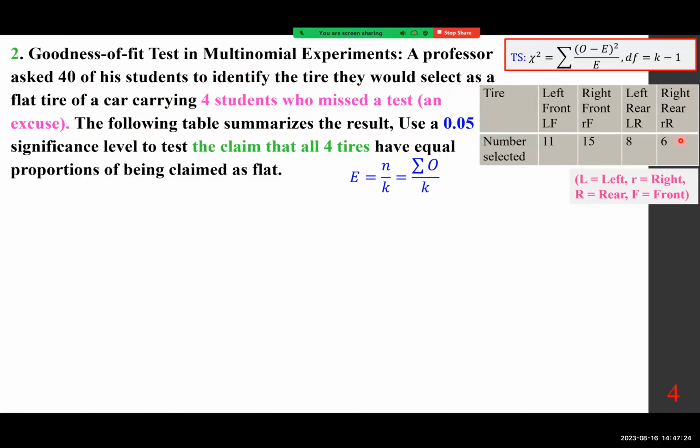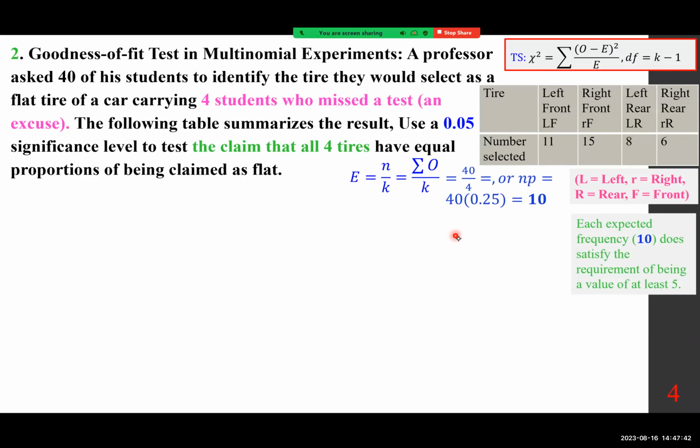All right, so these are the observed values that have been given. And again, they are equally likely. So E is N over K, add them up, divide by 4, and that makes it 10. So each value is larger than 5, so we can do the goodness of fit. And let capital L represent the left, capital R the rear, lowercase r right, capital F front.